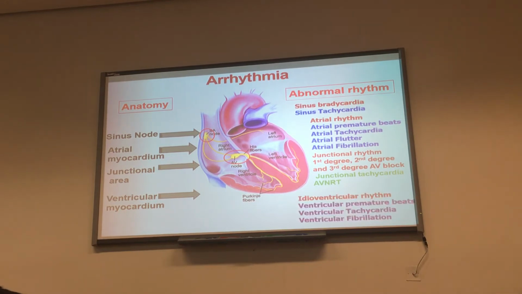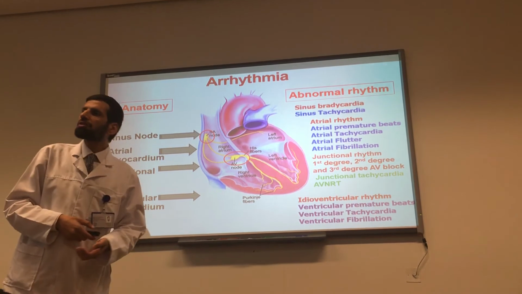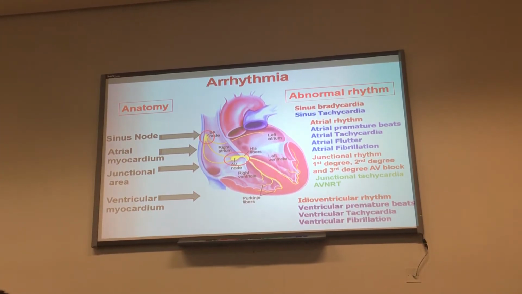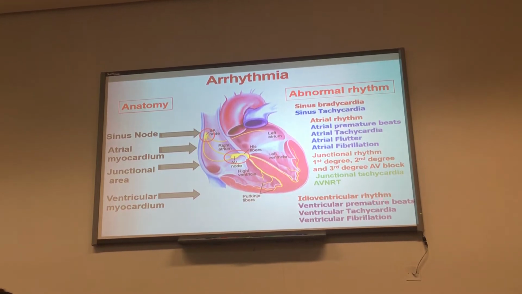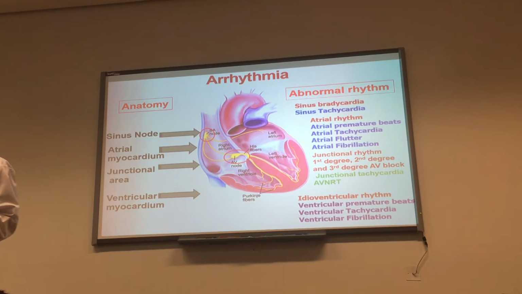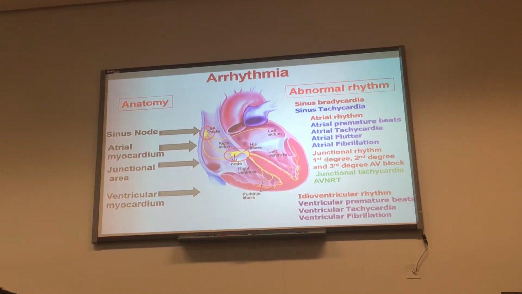From the ventricle, we can have idioventricular rhythm. What is the rate usually in idioventricular rhythm? 20 to 40. Wide QRS complex could be ventricular premature beats. The tachycardia could be VTAC, ventricular tachycardia, or VF.